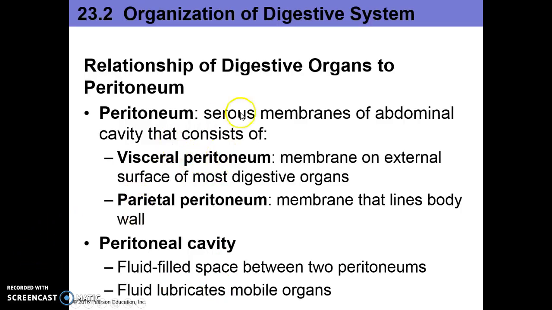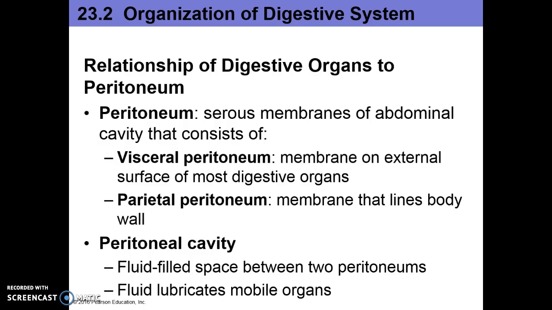So, the organization of the digestive system in relation to the peritoneum. The peritoneum is one of the three serous membranes, in this case found in the abdominopelvic cavity. There are two parts of this serous membrane: the visceral peritoneum, which is the membrane on the external surface of most of the GI organs, and the parietal peritoneum, which is the membrane that lines the body wall of the abdominopelvic cavity.